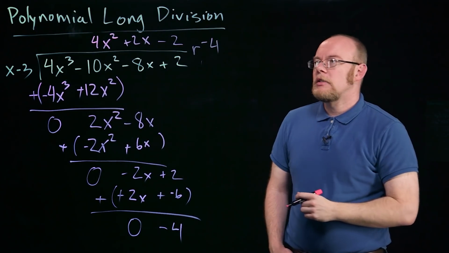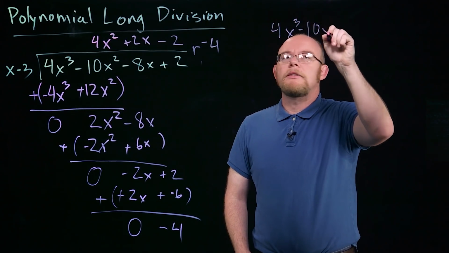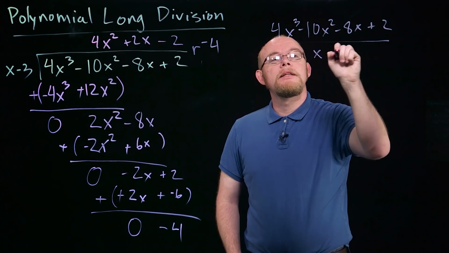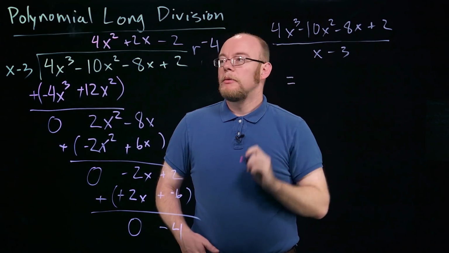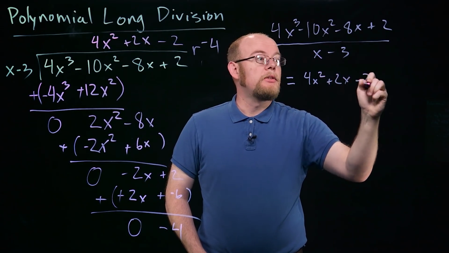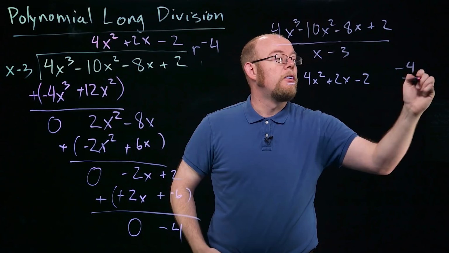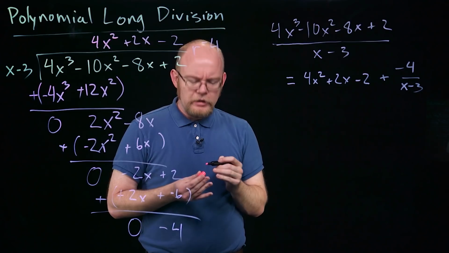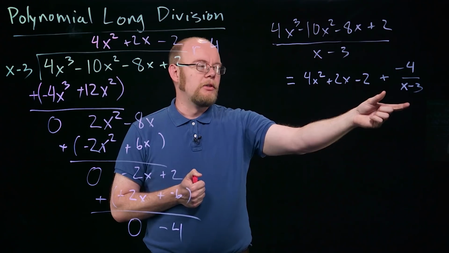Now, just as before, this gives us a nice way to write down the fraction. This is telling us that if we take 4x cubed minus 10x squared minus 8x plus 2 and divide it by x minus 3, that will be equal to 4x squared plus 2x minus 2, and then the remainder is negative 4 over our divisor, so that's negative 4 over x minus 3, and that gets added to the end. So what long division lets us do is rewrite this rational expression in terms of this quadratic expression and then this inverse function right here.